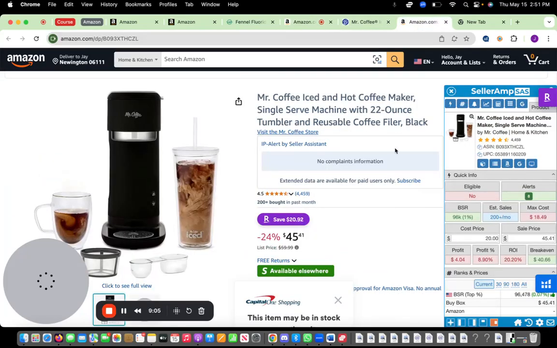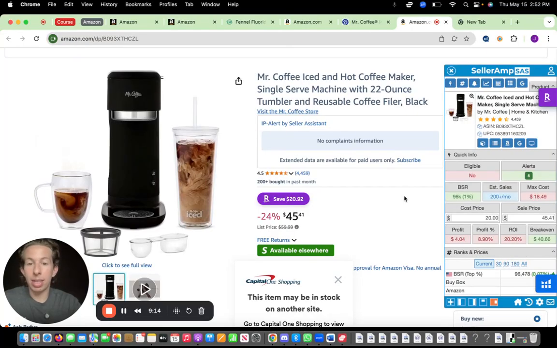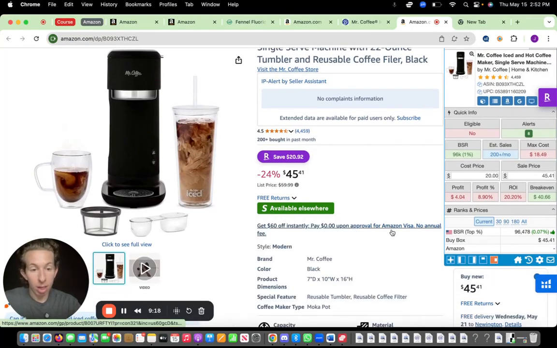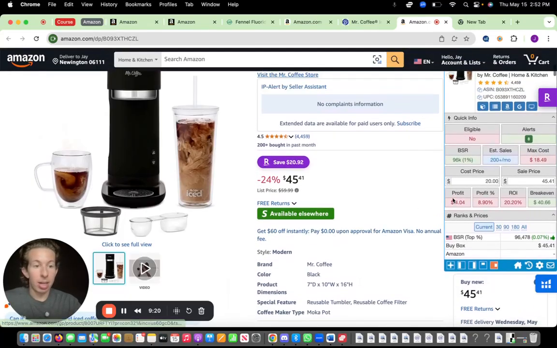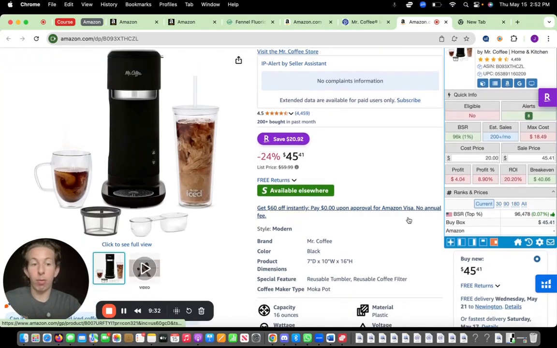Okay, now let's jump to the second product. The second product here is a brand called Mr. Coffee Iced, I'm sorry. And here it is a coffee set, and you can see it sells for $45.41. And here on the right, we're going to go back into our software, and that's how pretty much every analytical data and process starts when you're evaluating whether to sell the product or not. So you can see here the product says it's selling for $45.41.